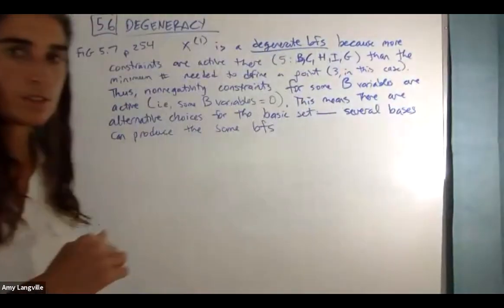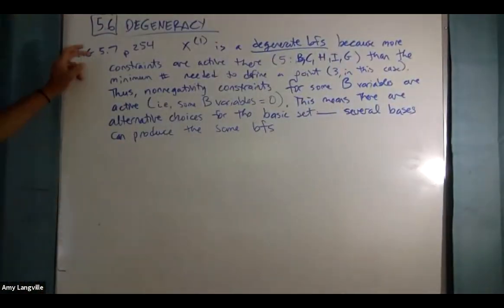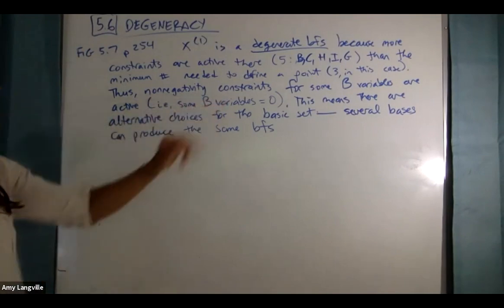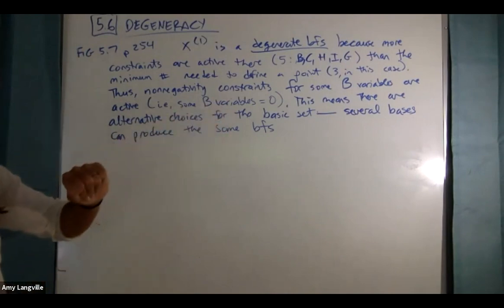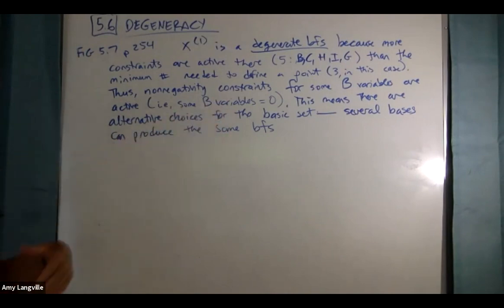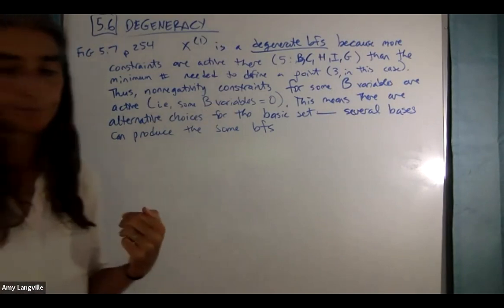So there's the summary of degenerate basic feasible solution. If you have more constraints active than needed, that means that your non-negativity constraints for some of your basic variables are active, which means some of your basic variables are 0. You solved A delta X equals 0 and got some of those were 0. It's okay, but it just means that there are alternative choices for the basic set. So several of your bases can produce the same basic feasible solution.